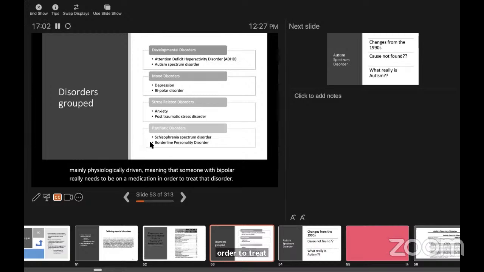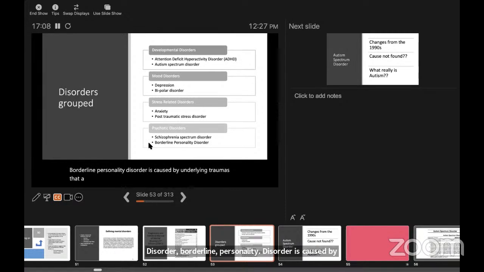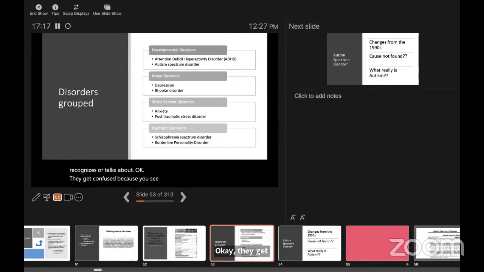Borderline personality disorder is caused by underlying traumas that a person experiences in childhood that the family never recognizes or talks about, okay? They get confused because you see this going up, success, and then you see a downward spiral, down and down and down.